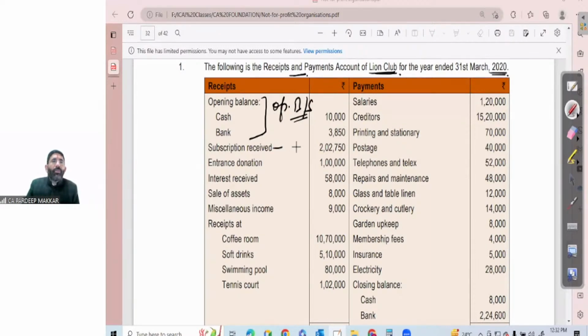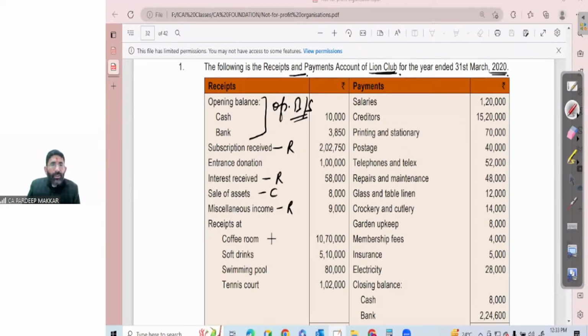Subscriptions received, this will obviously be a revenue income. It will be adjusted with the outstanding or pre-received and then entered in the income and expenditure account. Entrance donation we will see whether it is a revenue receipt or a capital receipt. It will be according to the adjustment. Interest received, we know it very well. This is a revenue income. Sale of asset, this is a capital income, a capital receipt.